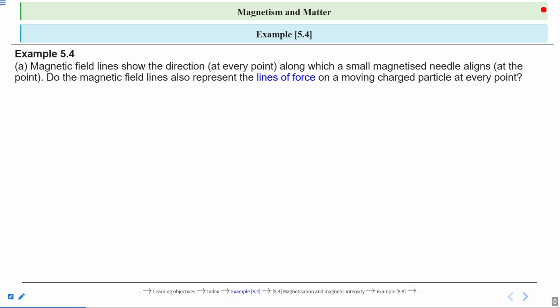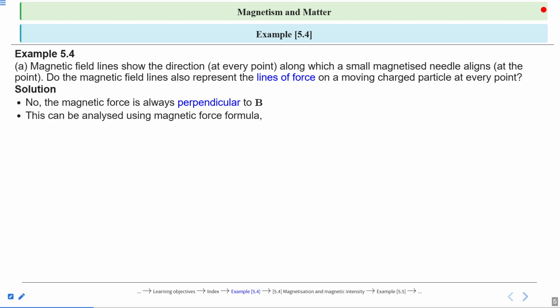This is conceptual, and we have discussed it in the previous chapter also. Based on all the concepts we have studied in the previous chapter and in this chapter, let's see the solution. No, the magnetic force is always perpendicular to B. We have studied that magnetic force is given by Q V cross B, so it is always perpendicular to B. It means magnetic field lines are not representing the direction of force.